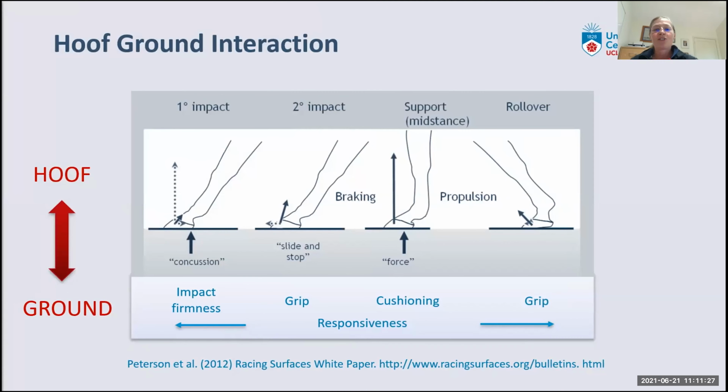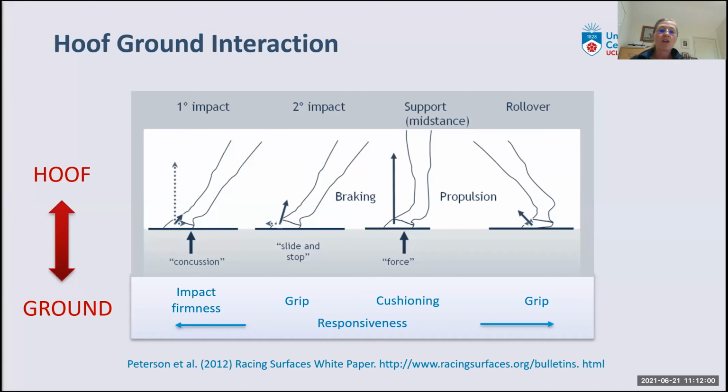So if I just open the chapter to the first slide in relation to the hoof-ground interaction, this image you may have seen already. It's from the white paper on racing surfaces, and I really need to acknowledge Jeff Thomason for this. I've been told by Mick many times that he created this particular image. And so what we have here are the phases of loading, so when the foot's on the ground and all those different components of it.